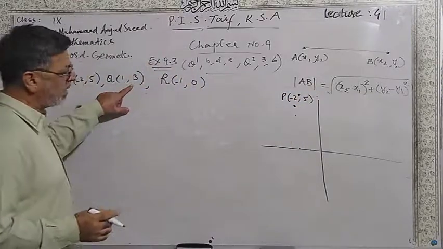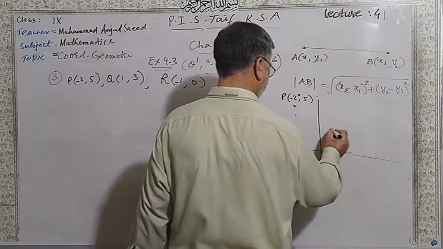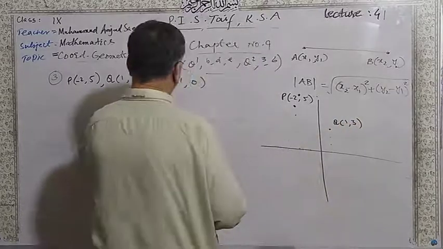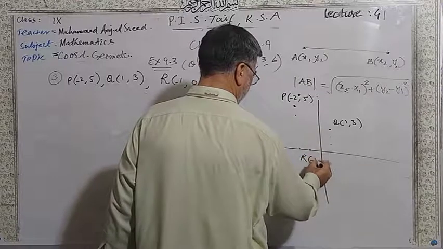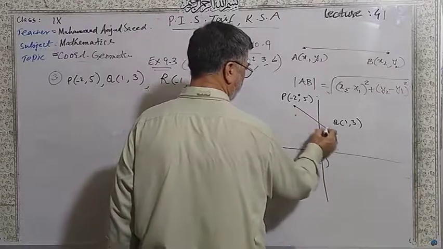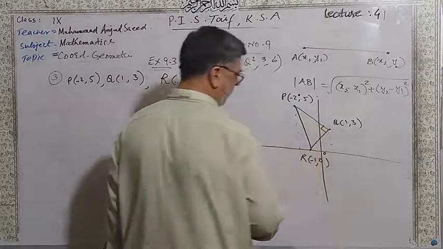After that, Q is (1, 3). This is 1, and then 1, 2, 3. Then R is (-1, 0). Here is R. Join them. But remember that this angle is 90 degrees.